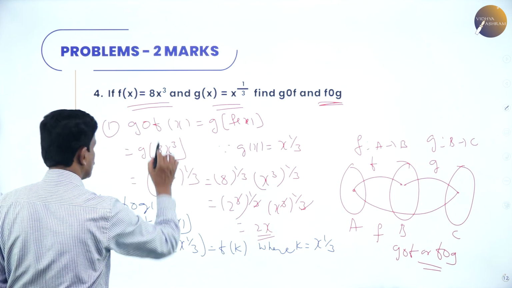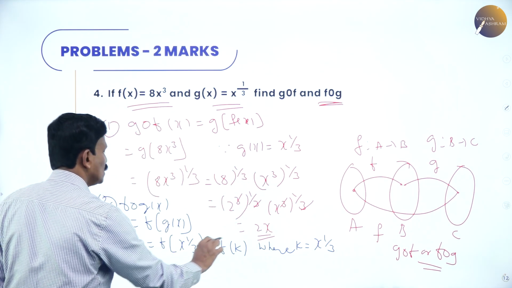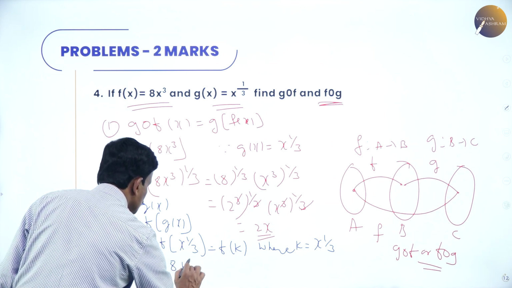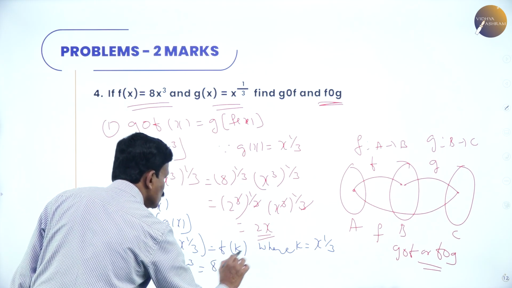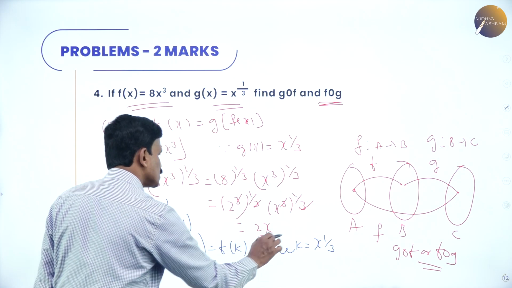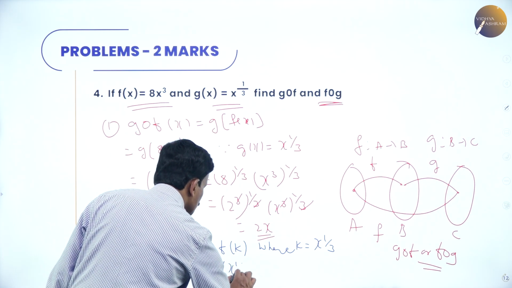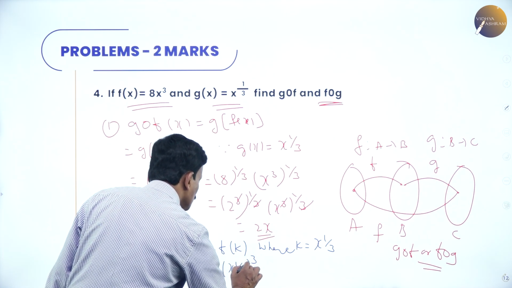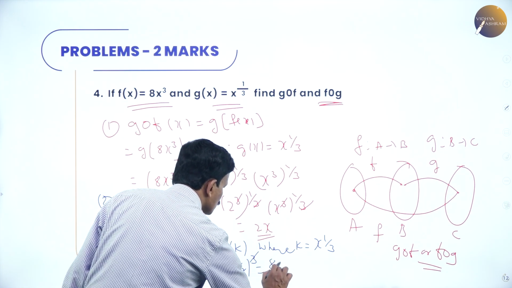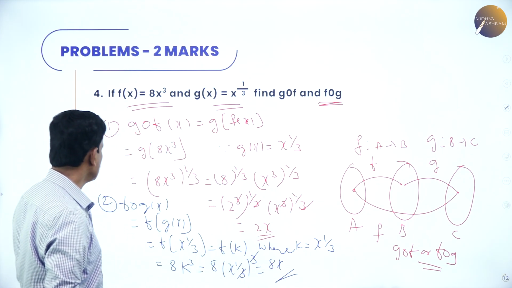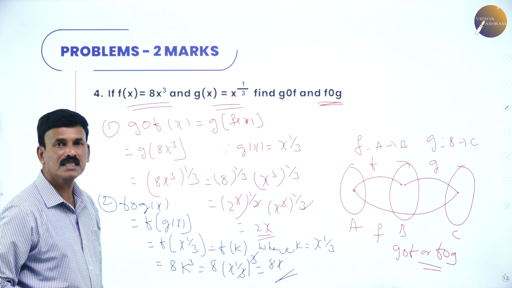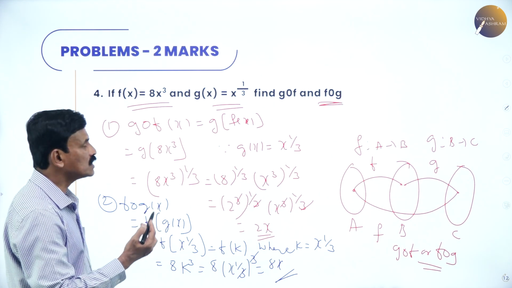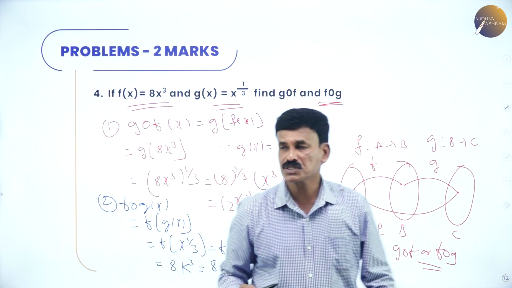Since f of x is 8x cube, f of k can be written as 8k cube. 8 into, substitute the value of k. What is k here? You have taken x raised to 1 by 3 whole raised to 3. 3 and 3 get cancelled. This is equal to 8x. So f naught g of x is equal to 8x you will get. So this is how we are going to solve this composition of the function.